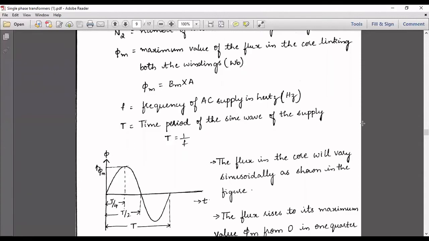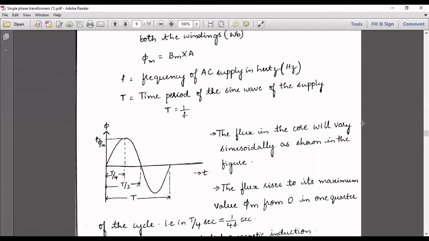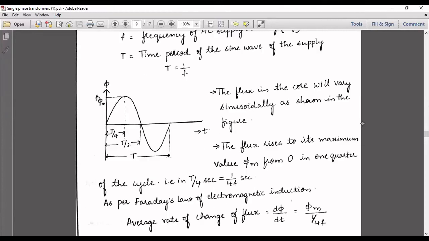The flux flowing in the core will vary sinusoidally as shown in the figure. Why is it sinusoidal? It is because the supply is alternating in nature. Since it is alternating, the flux in the core varies sinusoidally as shown in the figure. The flux rises to its maximum value, that is phi maximum, from 0 in 1/4 of the cycle, that is T by 4 seconds.